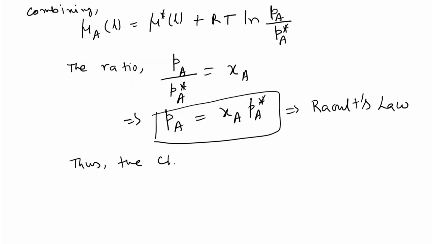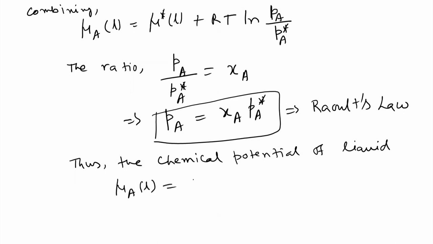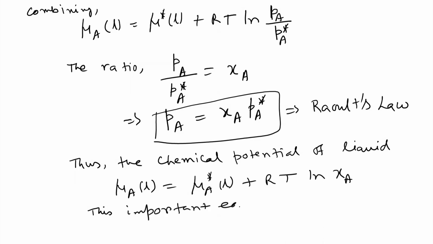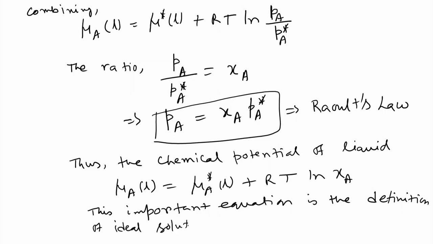So it follows that the chemical potential of liquid A can be written as mu A L is mu A star L plus RT ln XA. Okay. So, this important equation is the definition of ideal solutions.